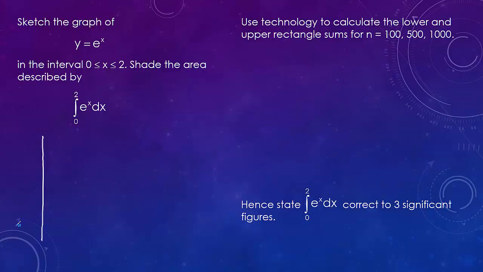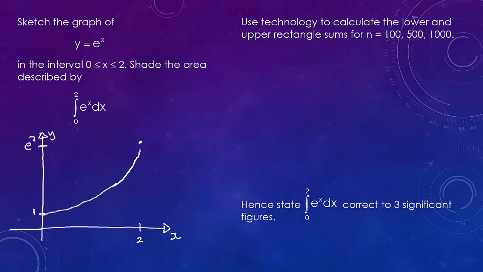So we're going to need some axes. So here's x and here's y. Now e to the 0 we know is 1, and then e to the power 2 is, well, let's just call it e squared, since it was not going to be a nice value. And we know the shape of an exponential function, so we know it's going to go like this, and the area that's described by the integral from 0 to 2 of e to the x would be this area here, trapped between the curve and the x-axis.